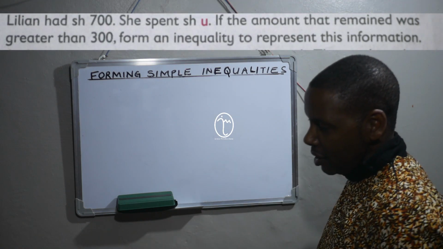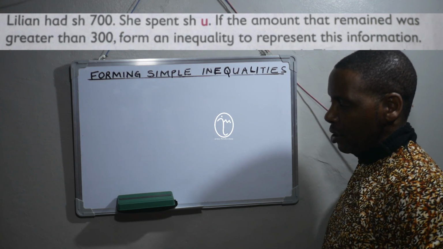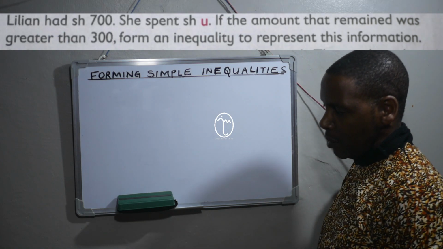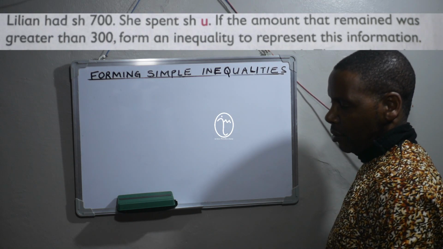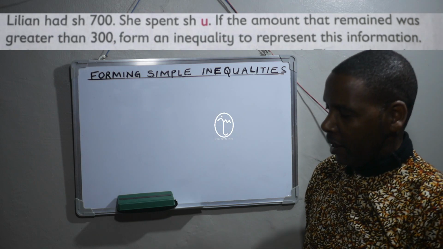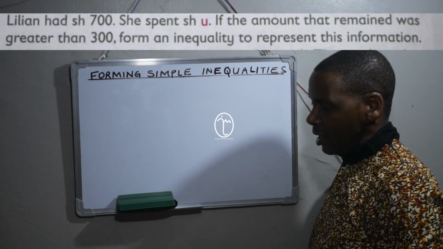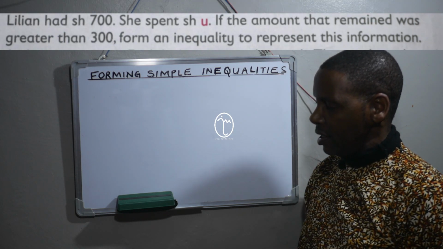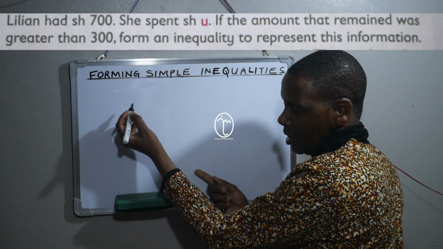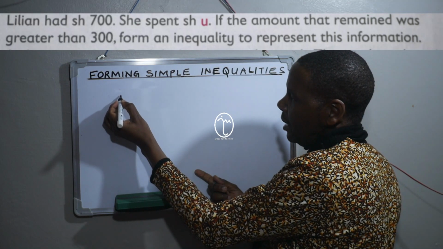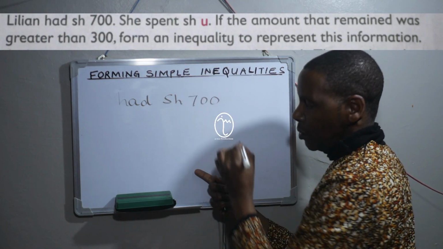Okay, the third question is slightly different from the first question, where we are told Lillian had 700 shillings. She spent U shillings. If the amount that remained was greater than 300 shillings, form an inequality to represent this information. I read again. Lillian had 700 shillings. She spent U shillings. If the amount that remained was greater than 300, form an inequality to represent this information. So the first thing, as we did in number 1, we are going to write the items that are involved. We have, for example, what Lillian had initially, and that is she had 700 shillings to begin with.